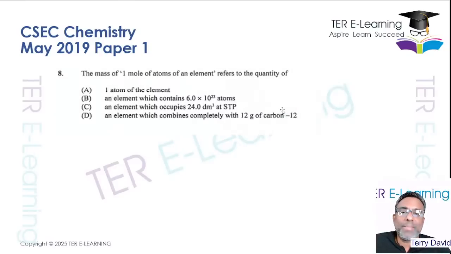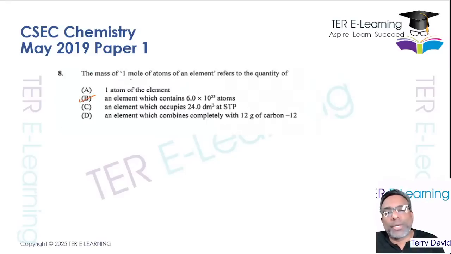Question 8. The mass of 1 mole of atoms of an element refers to the quantity of. So even the wording of this one, I'm not too comfortable with the wording, but there's only one probable answer there. So people are saying the answer is B. Yeah, I agree the answer is B.